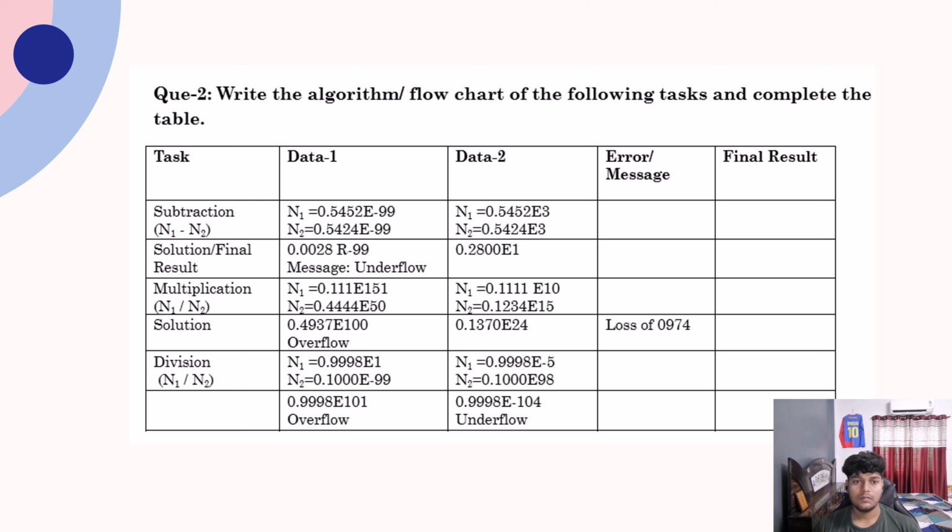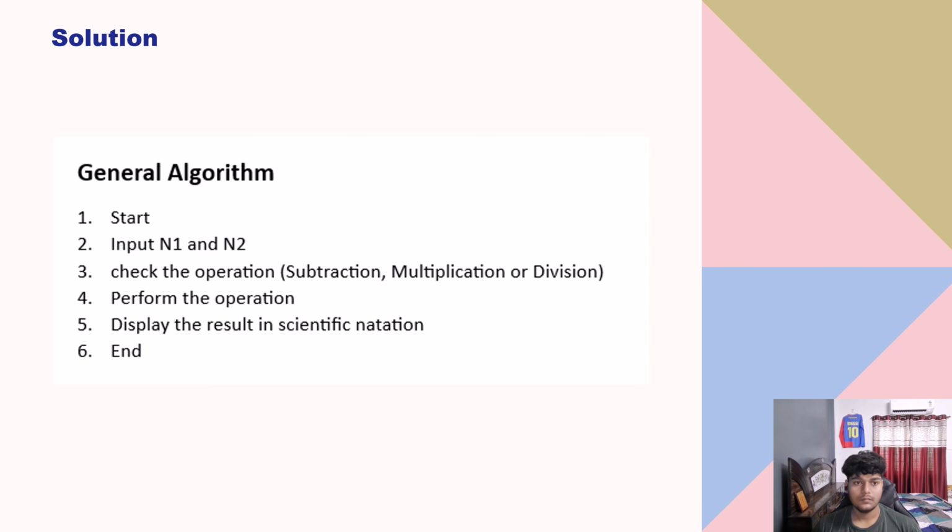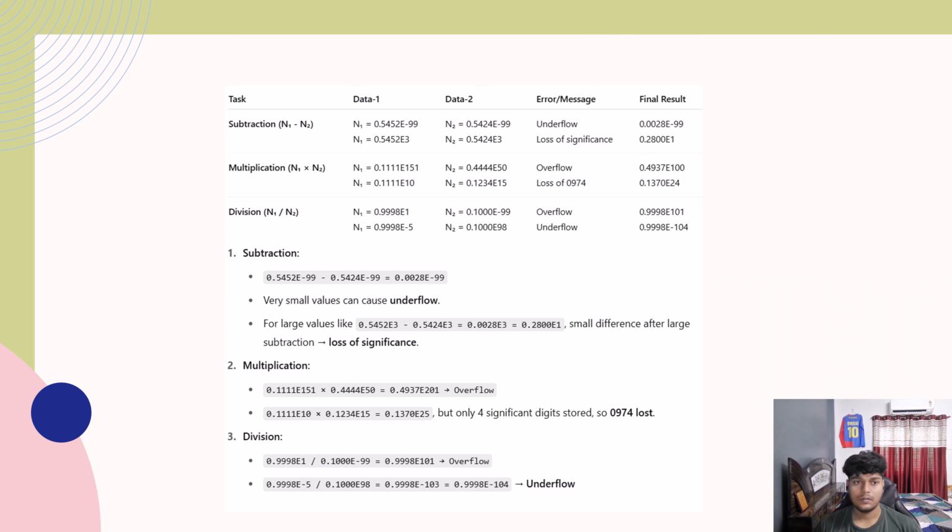Moving to the next question, we are tasked with writing algorithms or flowcharts for three floating point operations, subtraction, multiplication, and division, and then completing a table to identify errors in the given computation. The table provides two sets of data for each operation, and we need to determine the final result and any errors like overflow and underflow. So let's start solving. Here we have written a general algorithm for this operation. Here we have a table and we will solve each operation and keep entering the values in the table.